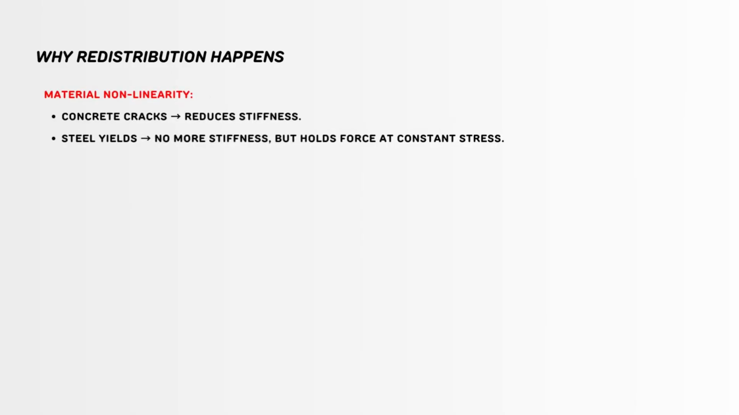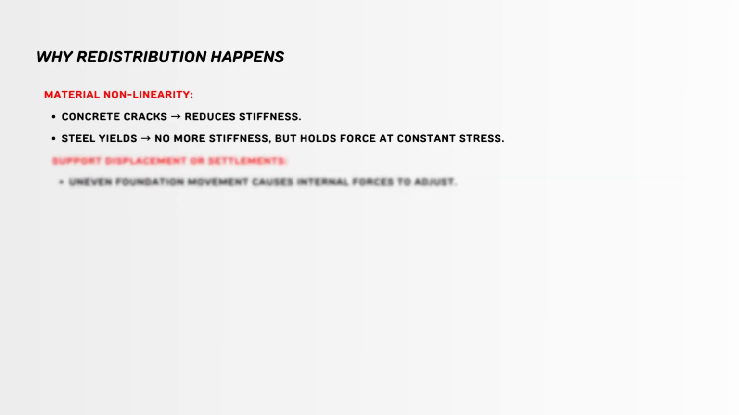Chapter 2. Why redistribution happens. In real structures, redistribution is unavoidable. Concrete cracks, stiffness reduces. Steel yields, stress stays constant, strain increases. Supports settle, force paths change.